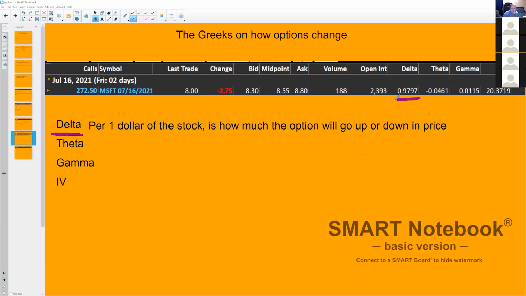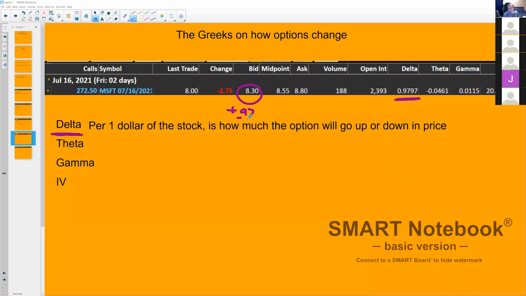So delta, look at this delta. Now again, this is considered a dollar amount, so you have to multiply by 100. That means for every price this Microsoft goes up or down at the current price, times 100, so 0.97 times 100 is $97. So if Microsoft goes up $1, this call option right here is going to go up $97.